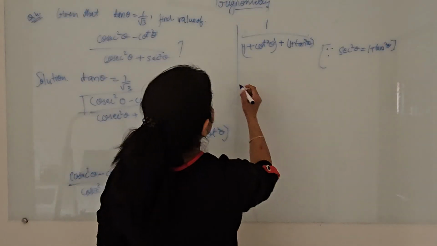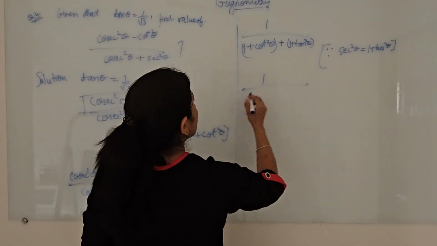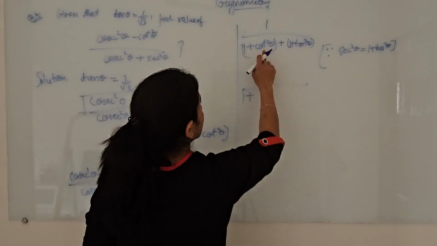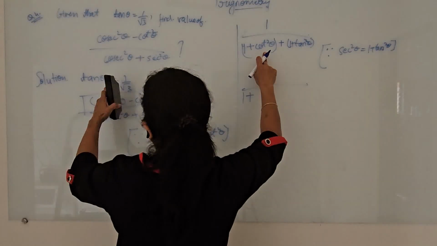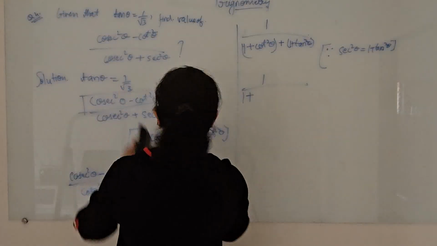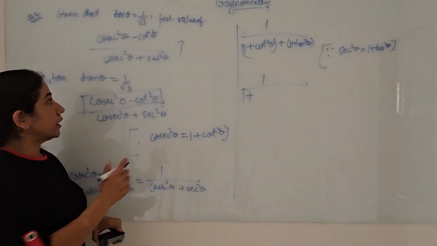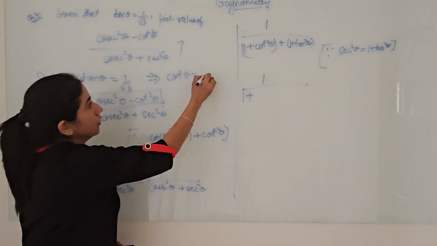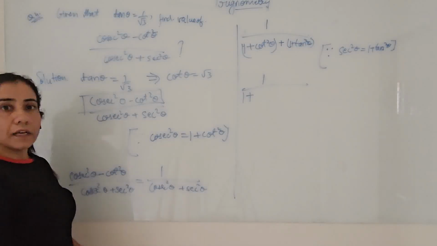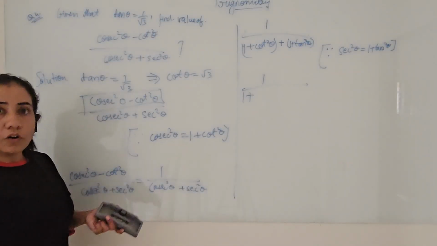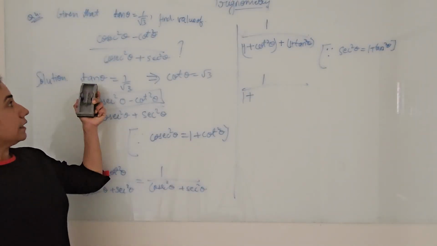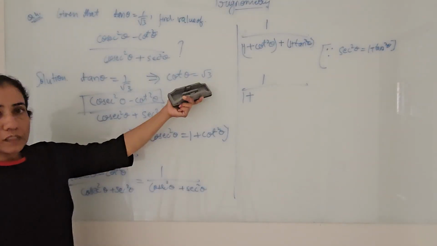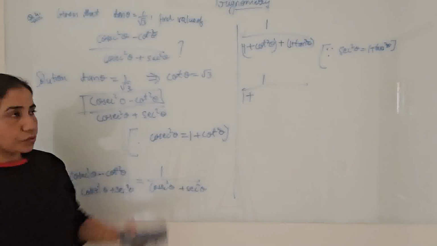Okay. Now taking again the solution, 1 plus cot square theta can be written as, if tan theta is given as 1 by root 3, isn't it? That implies that cot theta is equal to root 3, because we know that tan theta is equal to 1 upon cot theta. So tan theta is 1 by root 3, then cot theta will obviously be root 3.